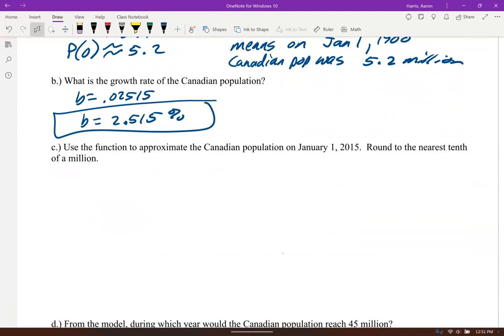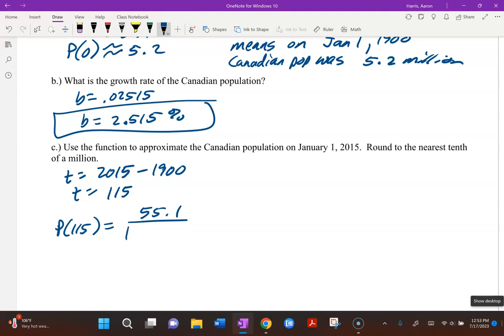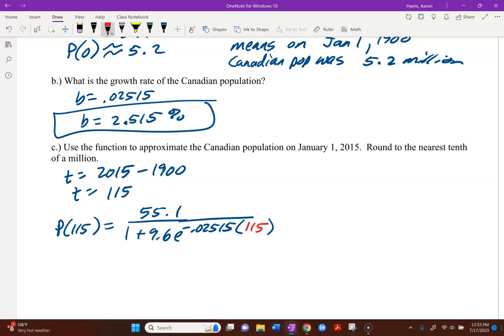All right, now let's go ahead and use the function to approximate the Canadian population January 1st, 2015, and round to the nearest tenth of a million. Remember, t being zero was January 1st, 1900. So what we're going to have to punch in is 115 for t. So P of 115: 55.1 divided by 1 plus 9.6 e to the negative 0.02515 times our t, which in this case is 115. All right, so that's what we're punching in. Let's see what we get here.